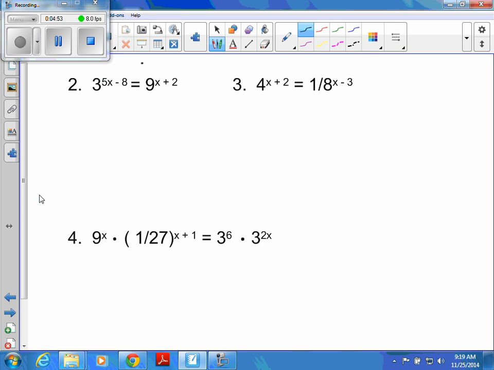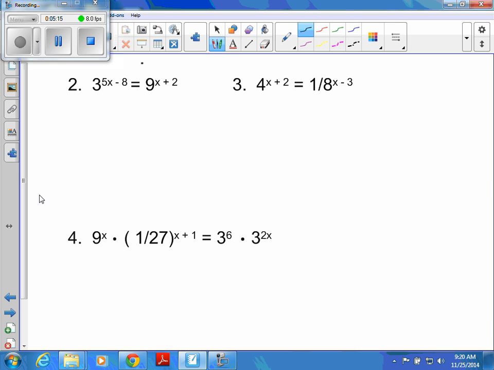I've got 3 problems where my base numbers are not the same. So let's look at number 2. If you look at number 2, you have one that's a base 3 and one that's a base 9. You always go down to the lowest base number. And 9 isn't even a base number, so you know you have to go down to base 3.